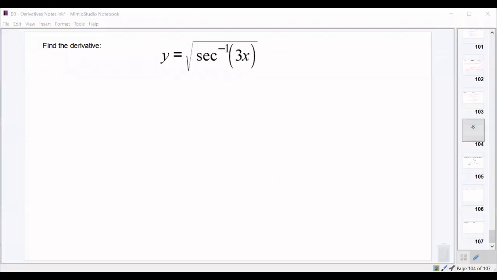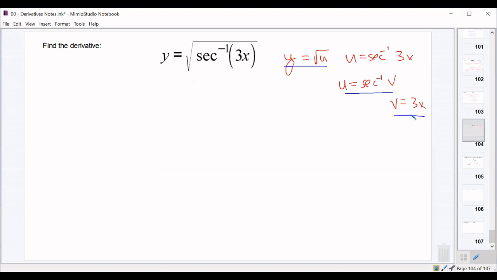To find the derivative of the square root of inverse secant of 3x, we'll use the chain rule with y equal to root u, where u is the inverse secant of 3x. Since the inverse secant of 3x has to be differentiated using the chain rule, we'll rewrite this as u is equal to the inverse secant of v, with v equal to 3x. And in order to find the final derivative, we'll take the derivatives of y, u, and v with respect to u, v, and x, and then multiply them all together.